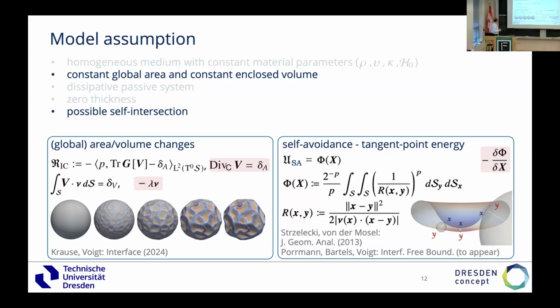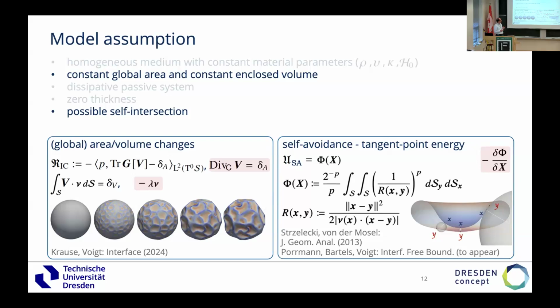Okay. The other thing is this possible self-intersection. Also here, it's known what one needs to do. One can avoid this by introducing the so-called tangent point energy. So we add just a new free energy, go through the procedure with our variation, and end up with some additional term which needs to be added to our equation.